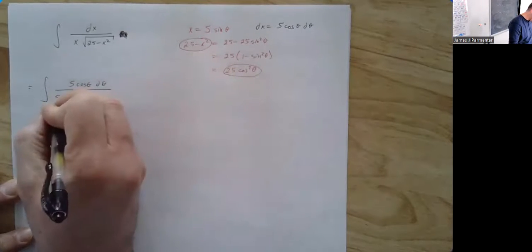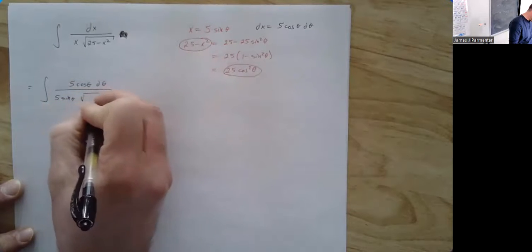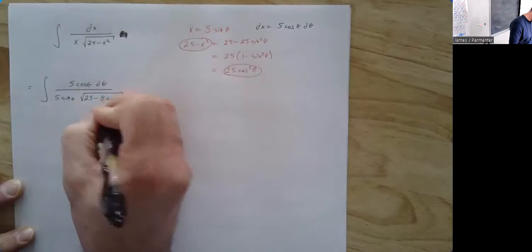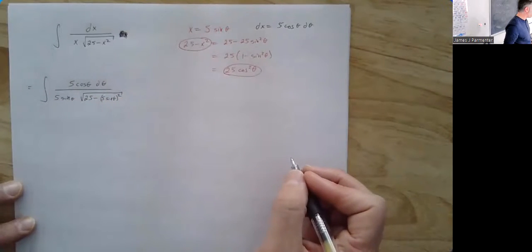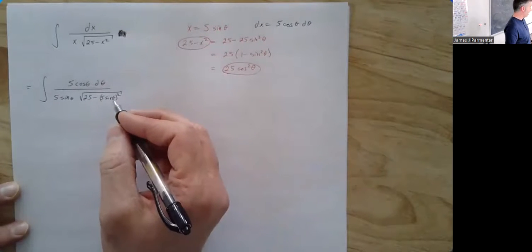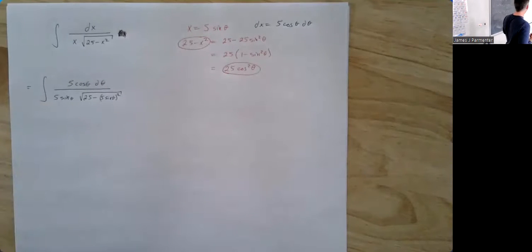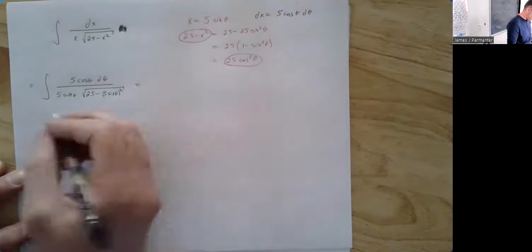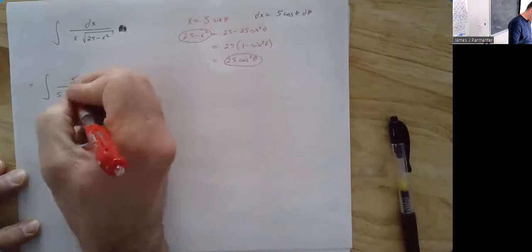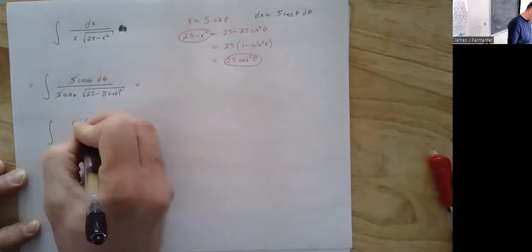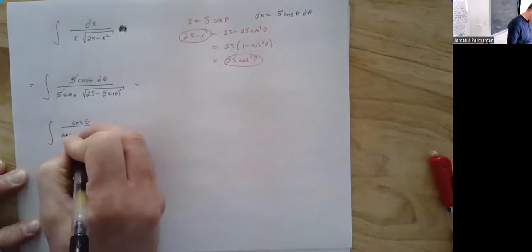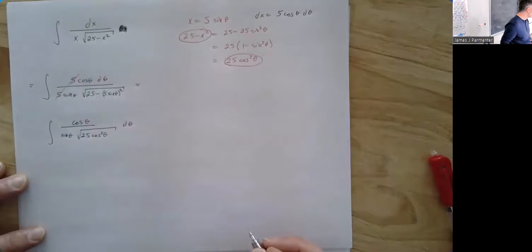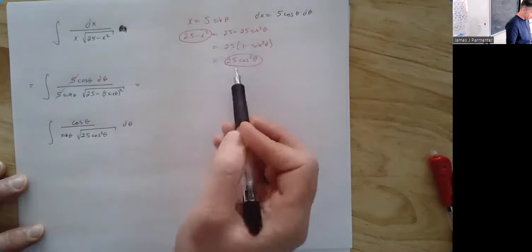And my x is 5 sine theta. And my square root is the square root of, I'm going to start off with 25 minus 5 sine theta squared, just so that the person reading my work knows that I have actually put in 5 sine theta for x. They recognize that I know what I'm doing. It's replacing every x with 5 sine theta and the dx with 5 cosine theta d theta. And then I'm going to say, well, I did all the simplifying over here, so I can just go straight to saying that it's going to be the integral of, let's cancel a 5, cosine theta over sine theta times the square root of 25 cosine squared theta. Right? I just replaced my 25 minus 25 sine squared with 25 cosine squared because of the trig.